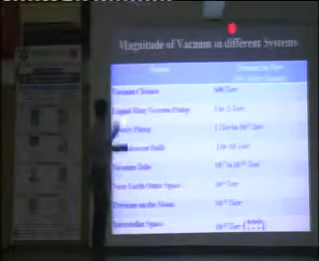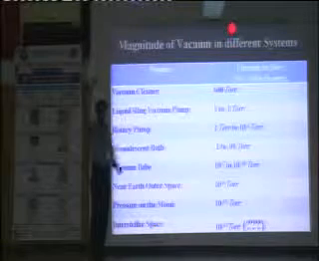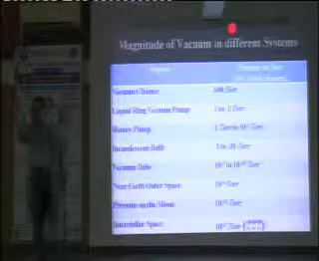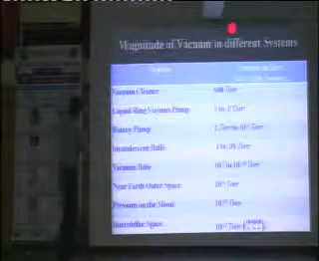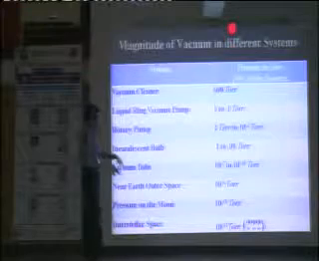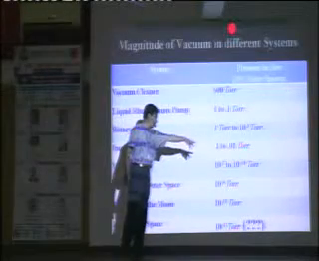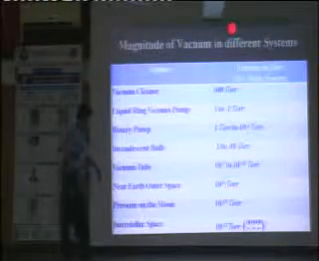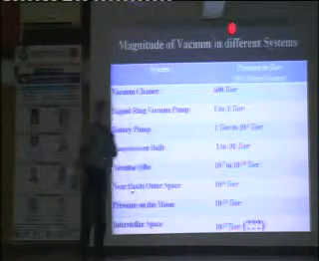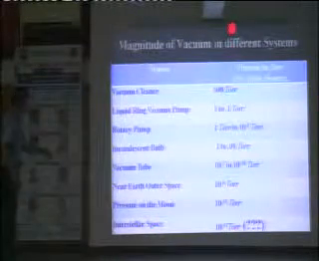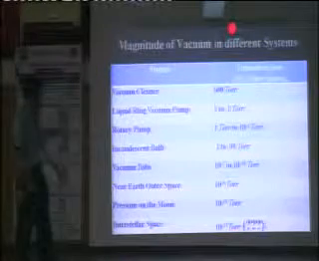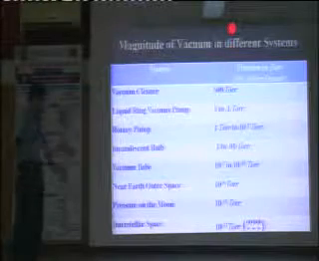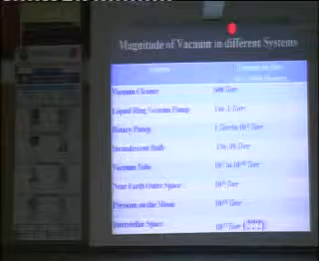Okay, let's once again realize the order of magnitude of the pressure that persists around us. Let's try to understand the magnitude of the pressure that persists around us. So in a typical vacuum cleaner, the pressure that is created is of the order of 1600 torr. In liquid ring vacuum pump, it's of the order of 1 to 0.1 torr. Smaller is the magnitude of pressure, greater is the magnitude of the vacuum. Okay, so rotary pump, it's 1 torr or 10 raised to the power minus 3 torr.